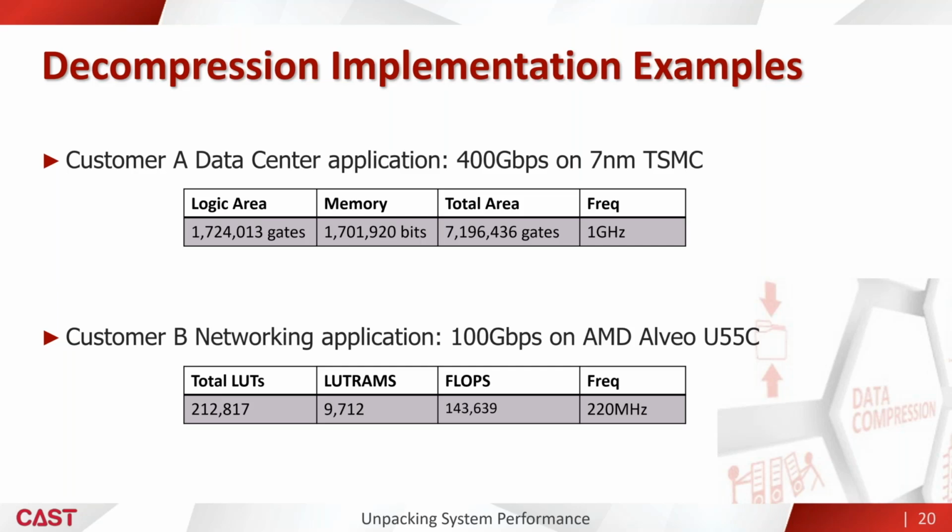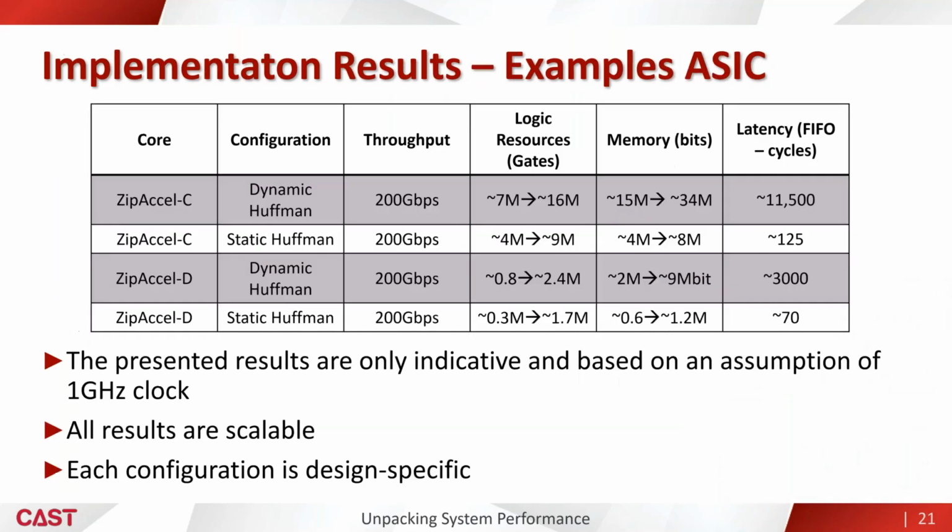For decompression, for the same application cases and the same customers, the logic area for the decompression core was 1.7 million gates and 1.7 megabits of memory, again at 1 gigahertz of clock frequency. And for the networking application on the FPGA device, we have 212,000 LUTs and about 10,000 LUT RAMs, for a clock frequency on the FPGA device of 220 megahertz. I took the liberty to add a few more results here for ASICs for both compression and decompression, just to show you how different the size of the core can become depending on your configuration.